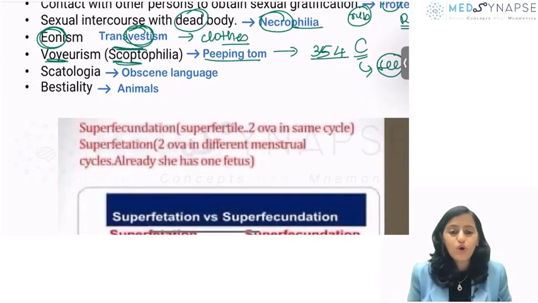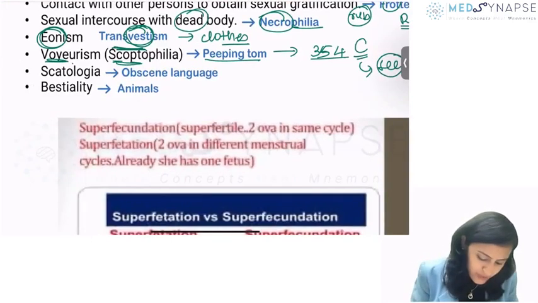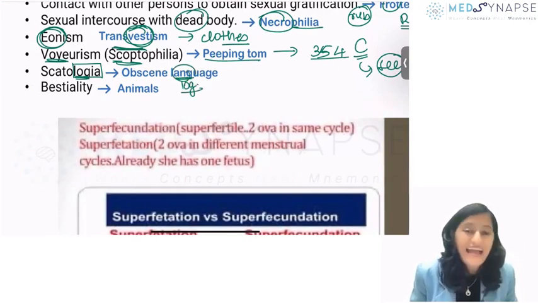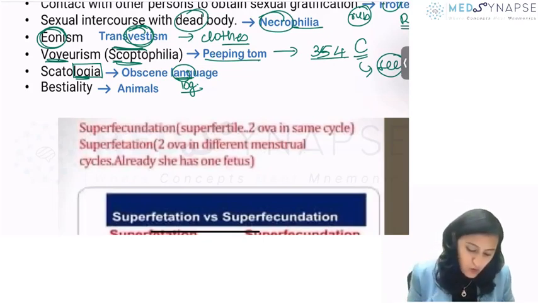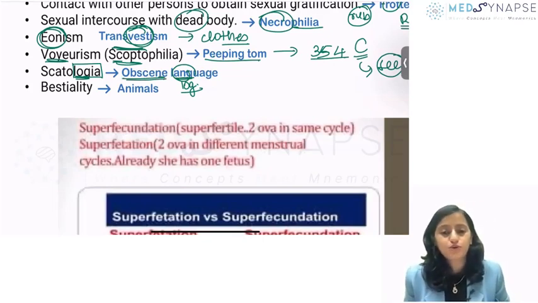And then you have scotologia. Remember, logia wherever it comes, logia means language. Logo, language. Remember, log, language. Using obscene language is scotologia.